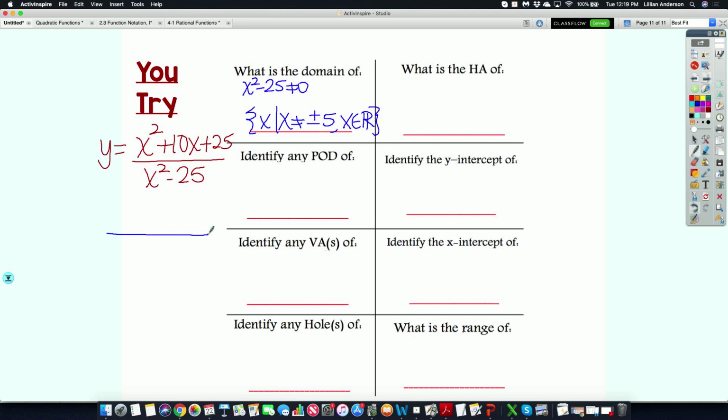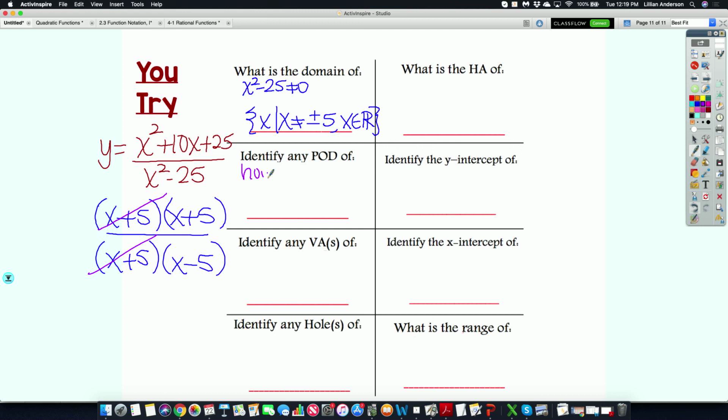How do I factor the top? X plus 5, x plus 5. How's the bottom factor? What do you see when you factor the top and the bottom? They both have the x plus 5, which means that cancels, and that means there is a hole. So we have a hole, and where does that hole occur? We set it equal. We get x is equal to negative 5.